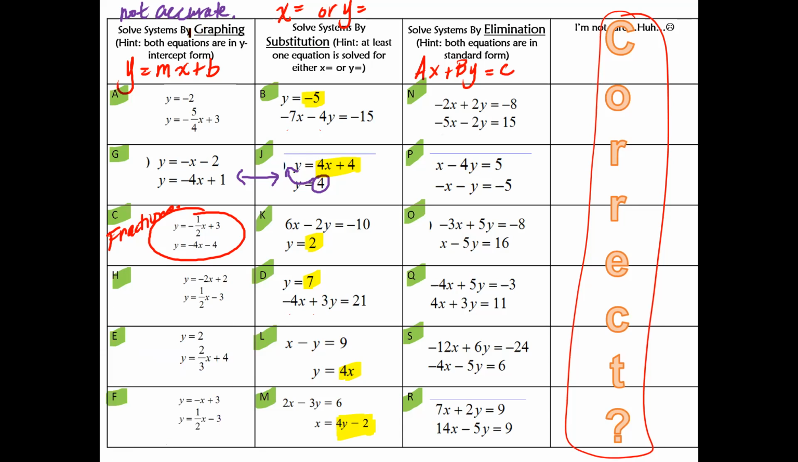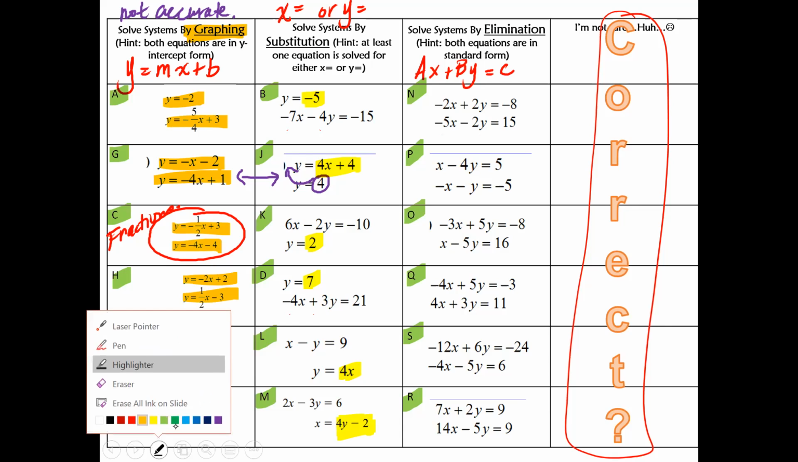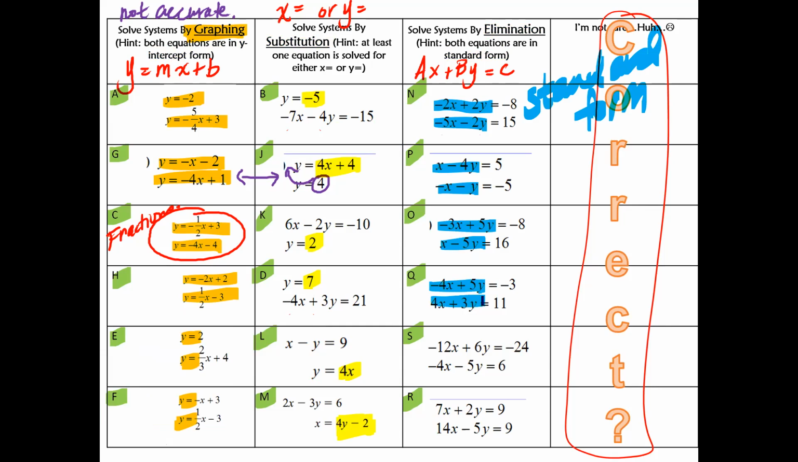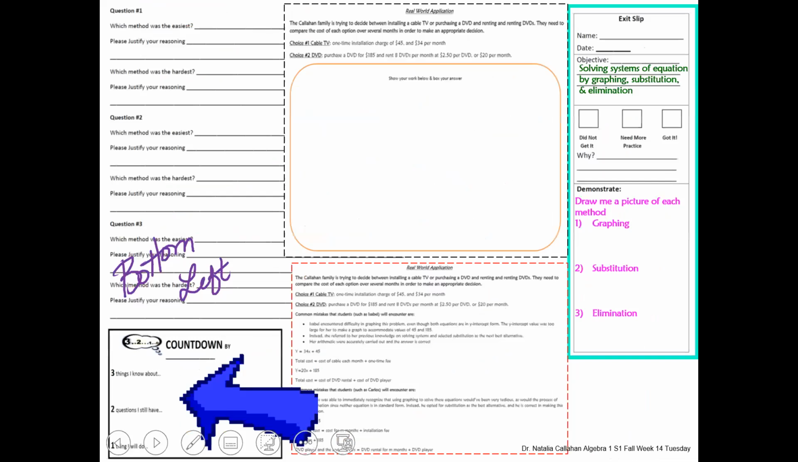Now, you do use graphing if both have y equals. You see how all of these have y equals, y equals, then you should solve this one by graphing. Now, if both you have x and y on the left side, this is called standard form, then you should solve by elimination. And that is the pattern of how you determine which of the three methods you use to solve.